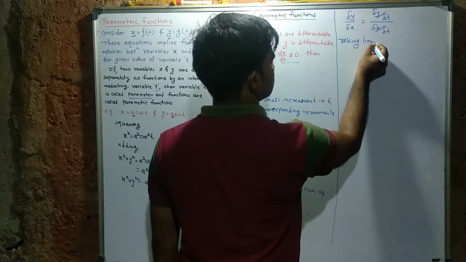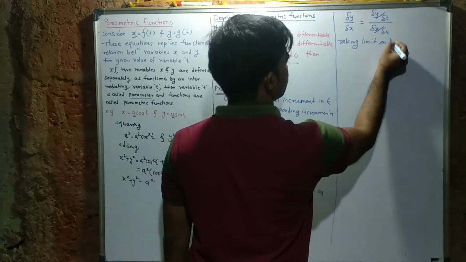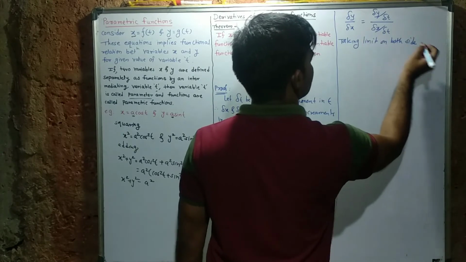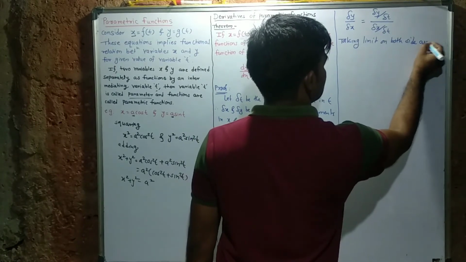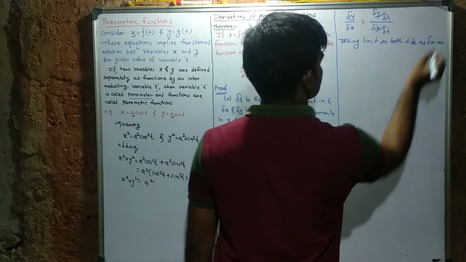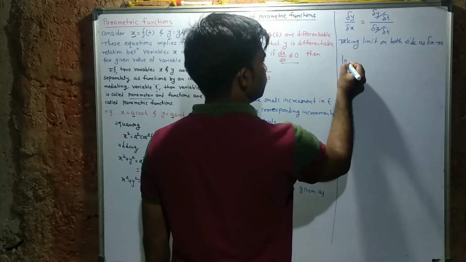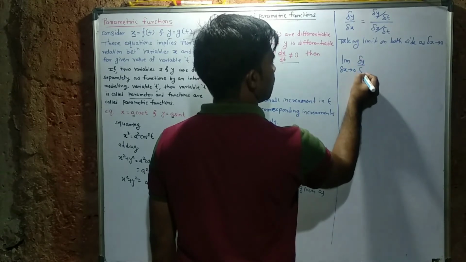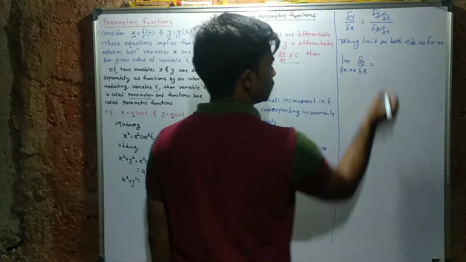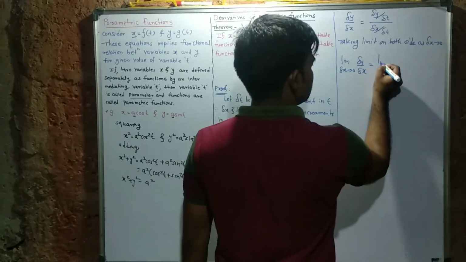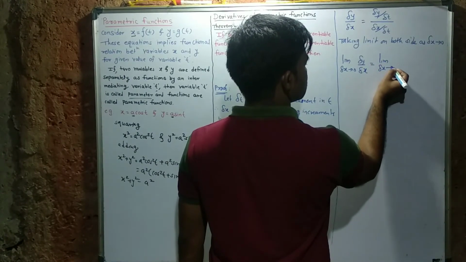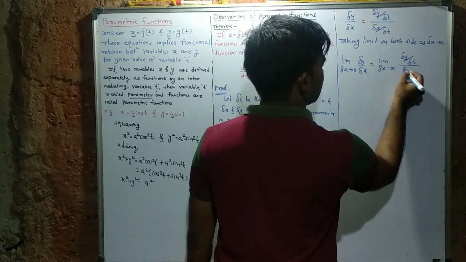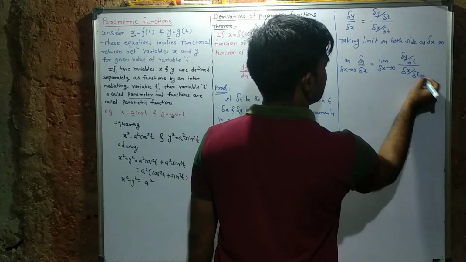Now taking the limit on both sides as delta x tends to 0, you will get the limit as delta x tends to 0 of delta y divided by delta x, equal to the limit as delta x tends to 0 of delta y divided by delta t, divided by delta x divided by delta t.